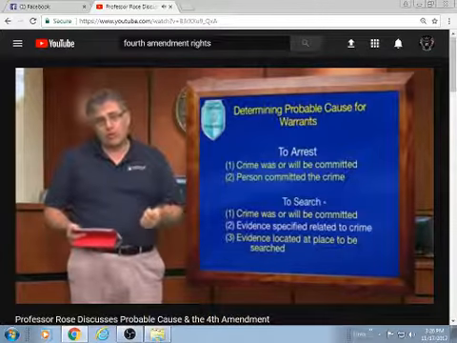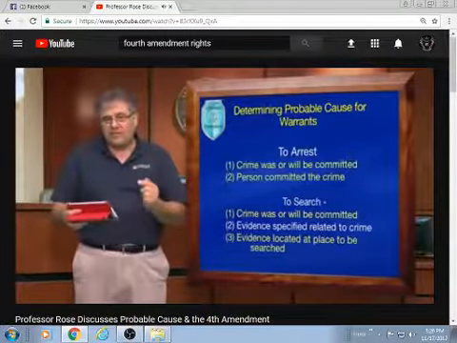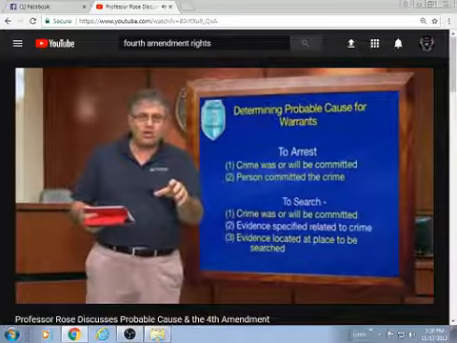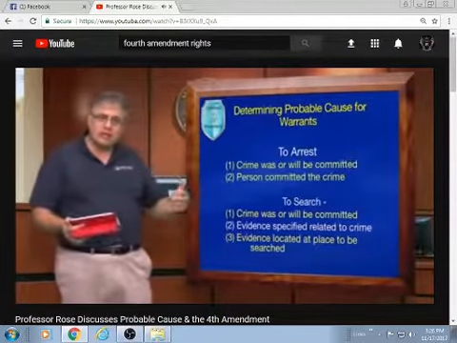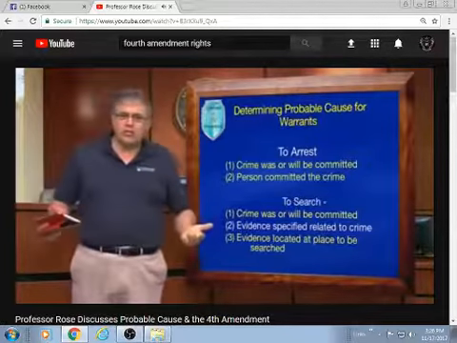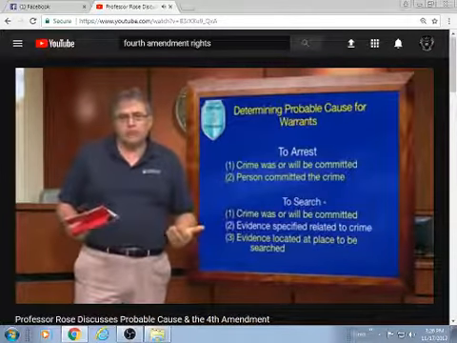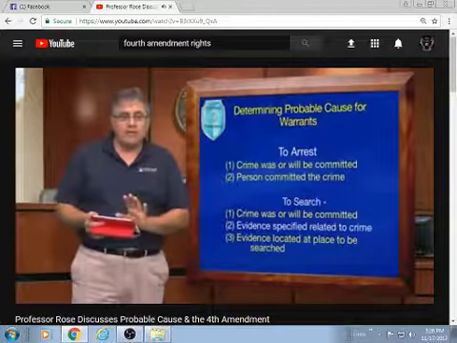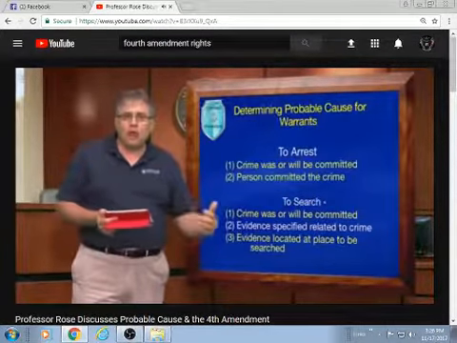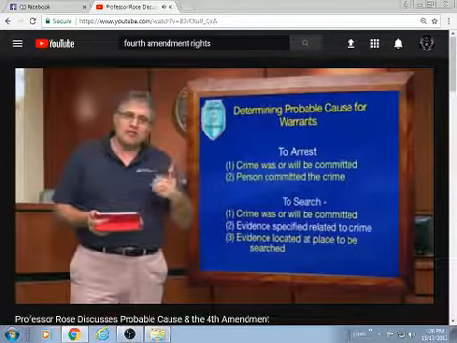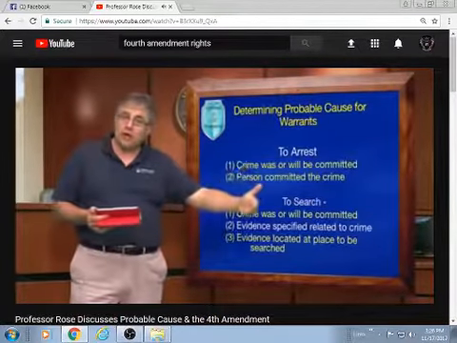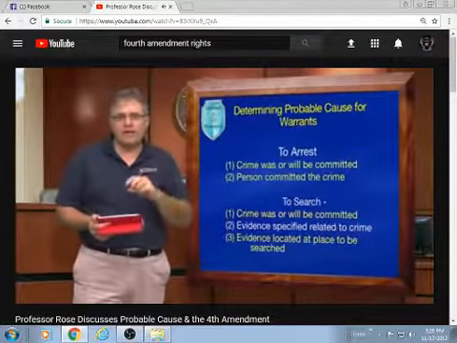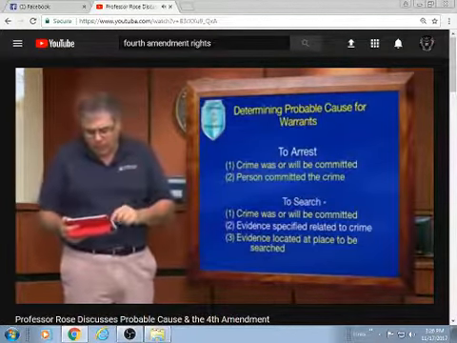Again, I have to show that a crime was or will be committed. But then I need to show that there's going to be evidence from that situation that is specifically related to the crime. Now, this could be in a stolen goods case, the goods that were stolen. It could also be in an armed robbery case, the weapons that were used, the information that was acquired. Think of it as the things that made it possible to commit the crime or the fruits that were received from the crime. If I've got either one of those, I'm probably going to be okay.